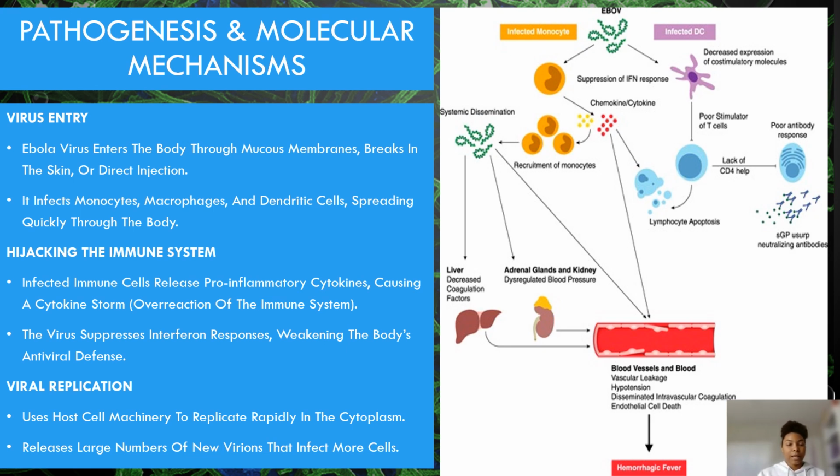Following that, we have this infection affecting the liver, adrenal glands, and kidney. So in the liver, it decreases coagulation factors, and it dysregulates blood pressure in the adrenal glands and kidneys. This, as we can see, has a direct effect on the blood vessels and blood, which then can lead to hemorrhagic fever, which is very consistent with what we hear of Ebola virus.